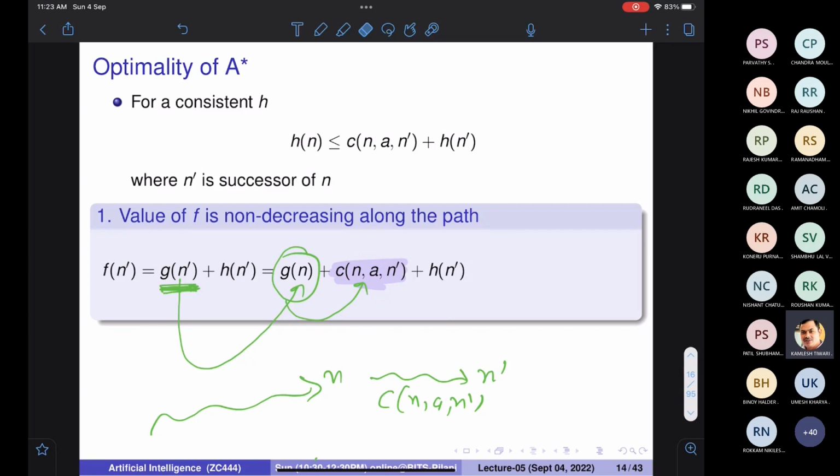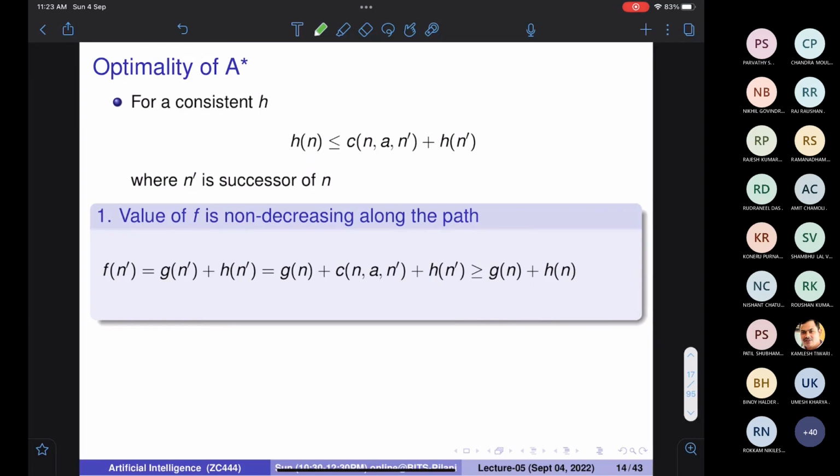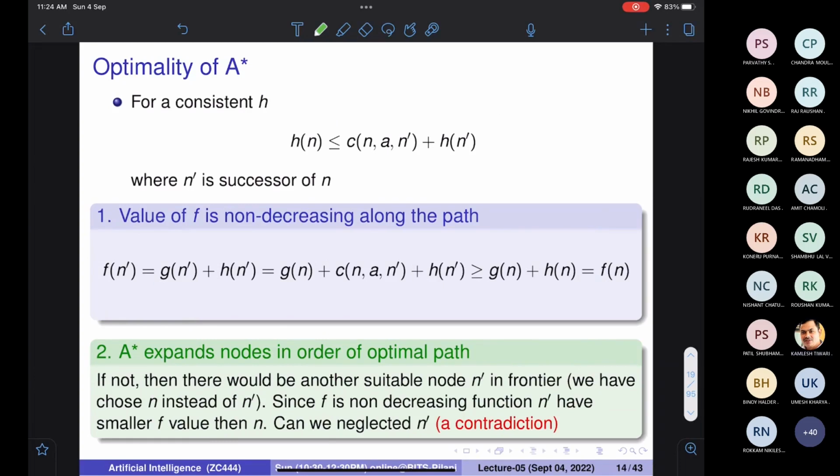Okay, so let me just clear this. If this part is clear, just see the above formula. This is the same value. So if instead of this, I put H of N, it will be less than or equal to. Let G of N be the same. So this value becomes smaller. And what is this? This is F of N by definition. So F of N is actually less than F of N dash, which is the next point. So it is going to be monotonically increasing.